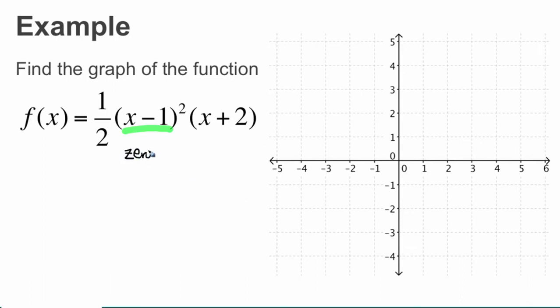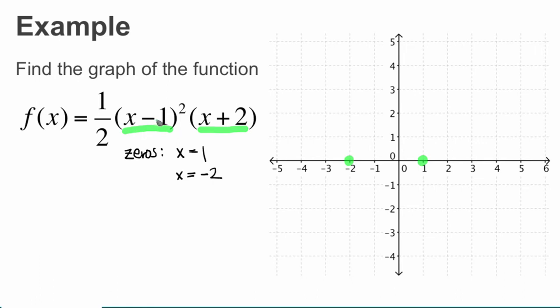So let's identify our zeros. We have x equals 1, and because of the factor of x plus 2, we have a zero of x equals minus 2. And again, we got these just by setting these factors equal to 0 and solving for x. So if x minus 1 equals 0, then x equals 1. If x plus 2 equals 0, then x equals minus 2. So those are our zeros. So let's put those on our graph. We know that there's one at x equals 1 and at x equals minus 2. Okay, so that's step 1.